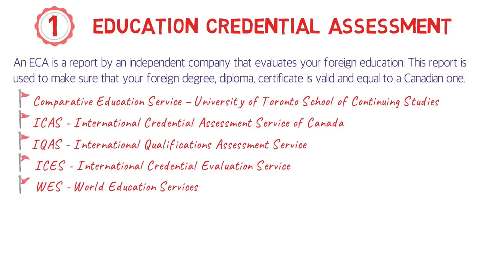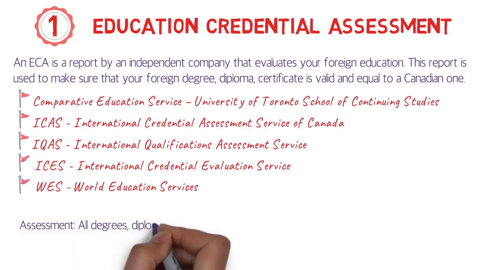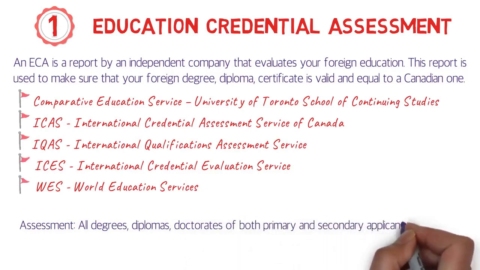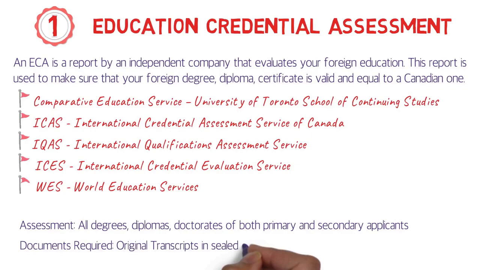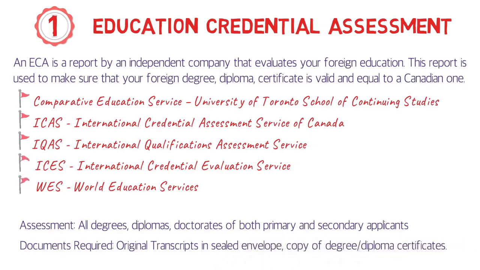Now, the assessment is done for all the degrees, diplomas, and doctorates of both primary and secondary applicants. So if you're applying with your spouse, ECA needs to be done both for you and your spouse. There will be 2 different applications. Now the documents required would be the original transcript in a sealed envelope and a copy of degree, diploma, and certificates. Mind it, 10th and 12th certificates and mark sheets are not at all required. So this is all that is required.